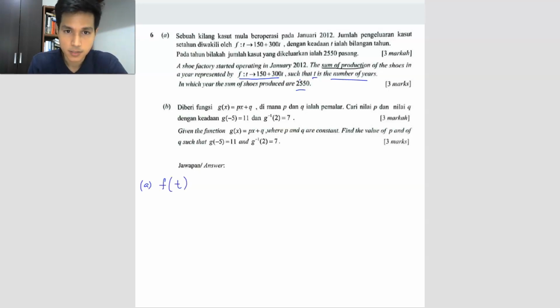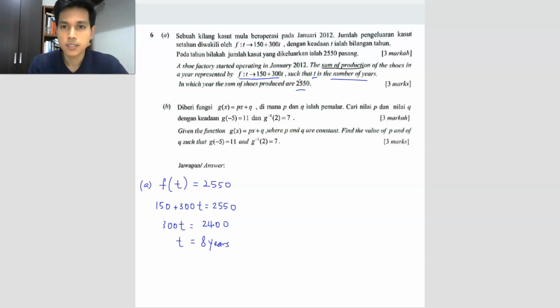f(t), you don't know what the t is, equals 2550. So 150 plus 300t equals 2550. Bring the 150 over, you get 300t equals 2550 minus 150, you should get 2400. t equals 2400 divided by 300, you get 8 years.